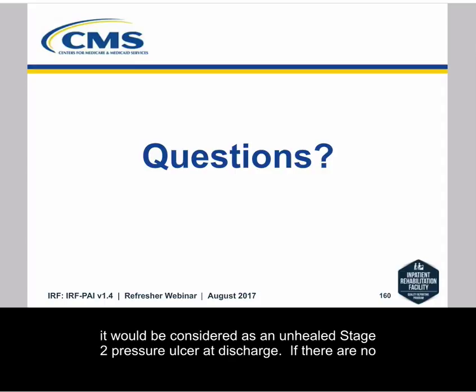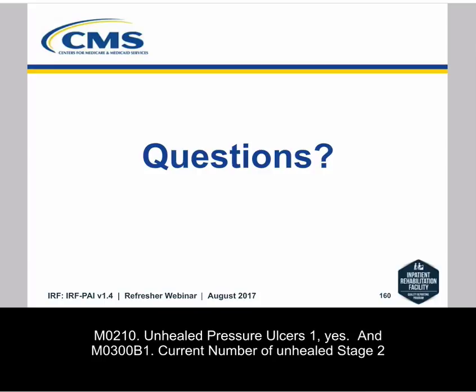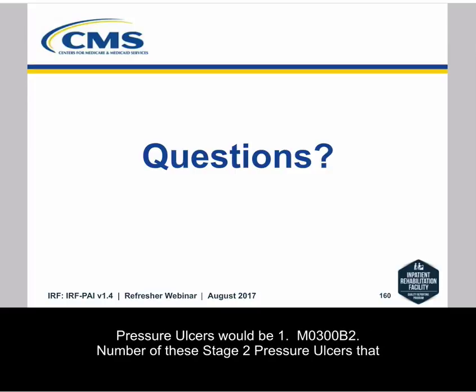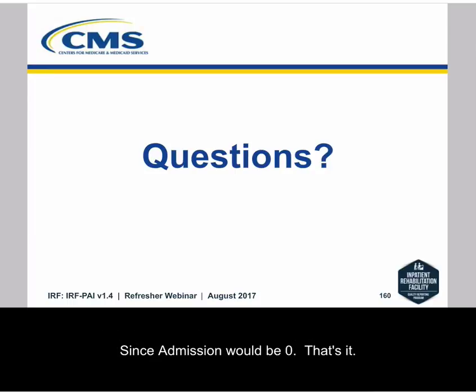If there are no other pressure ulcers, your discharge assessment coding would be M0210, unhealed pressure ulcers 1, yes. M0300B1, current number of unhealed stage 2 pressure ulcers would be 1. M0300B2, number of these stage 2 pressure ulcers that were present on admission would be 1. And M0800, worsening in pressure ulcer status since admission, would be 0. That's it.